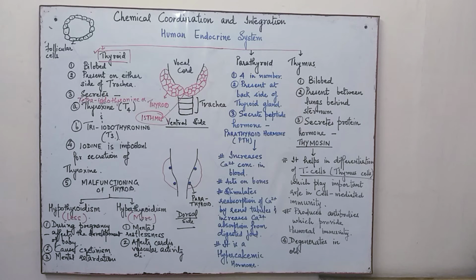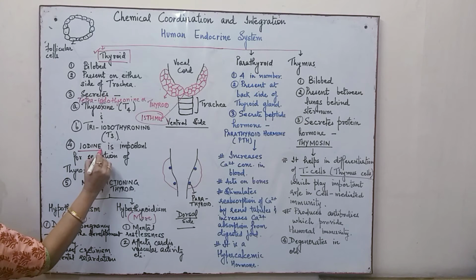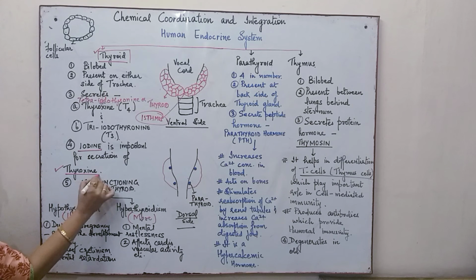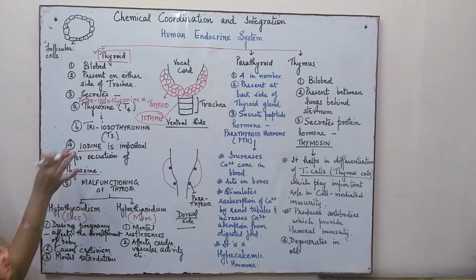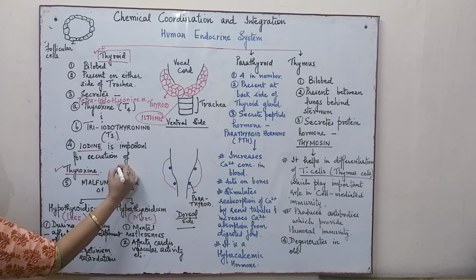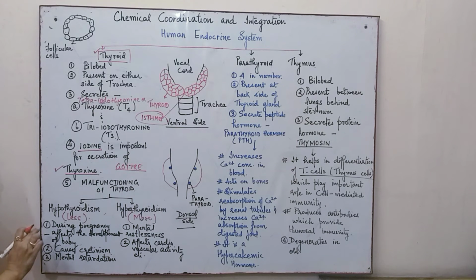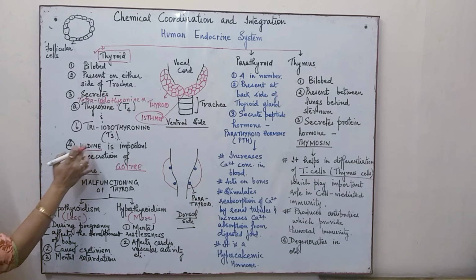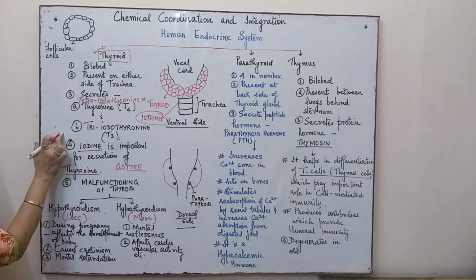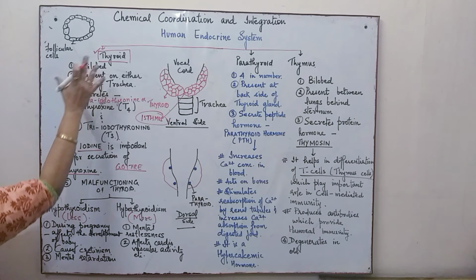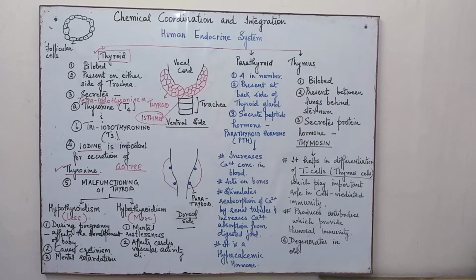Now, the secretion of these two hormones is highly dependent on iodine, and especially the secretion of thyroxine hormone. If sufficient iodine is not included, or there is a deficiency of iodine in our body, then that results in a disease which is known as goiter. Goiter is the disease due to the deficiency of iodine, which in turn will also affect the synthesis of these two hormones. So iodine is very important for the normal functioning of thyroid hormones.